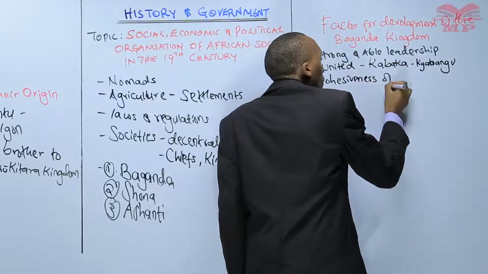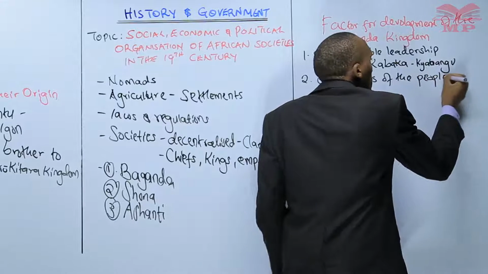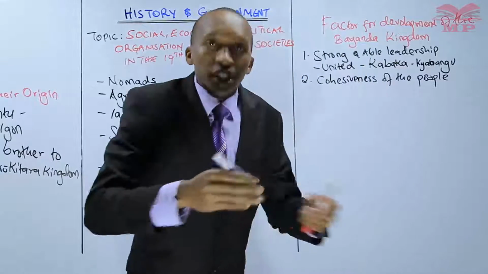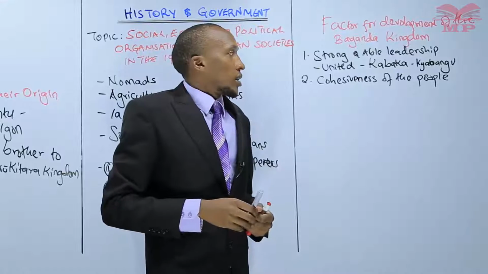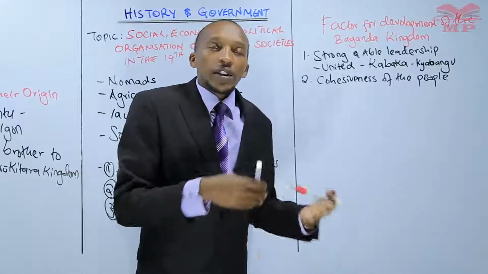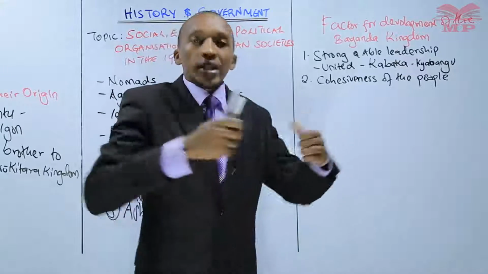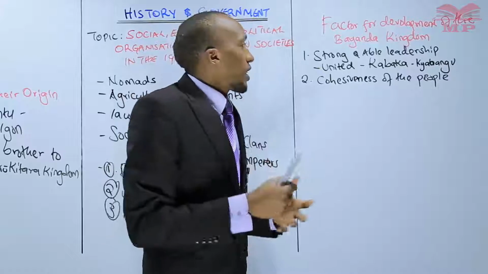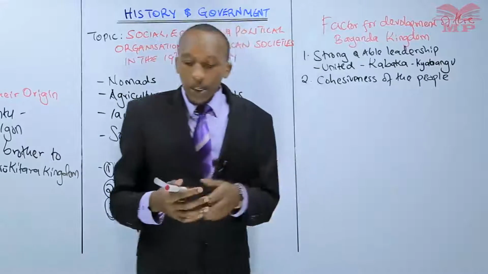Cohesiveness of the people. The people lived as one community. They were united as one. They had come from different origins, or they had diverse origins, but they were cohesive. They were united as a kingdom. They lived as one people.